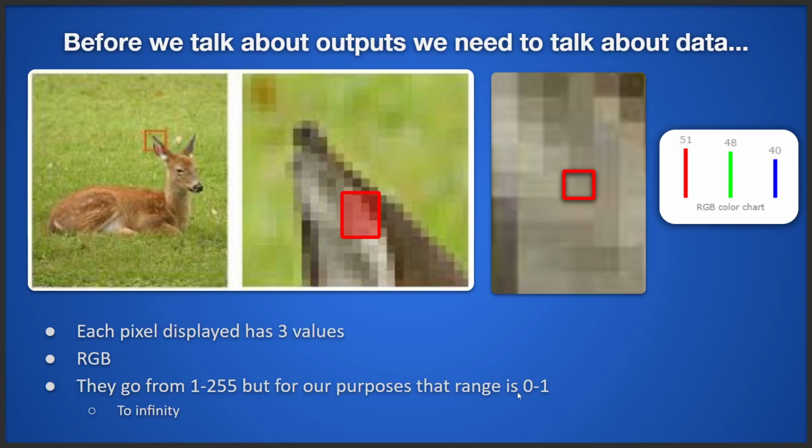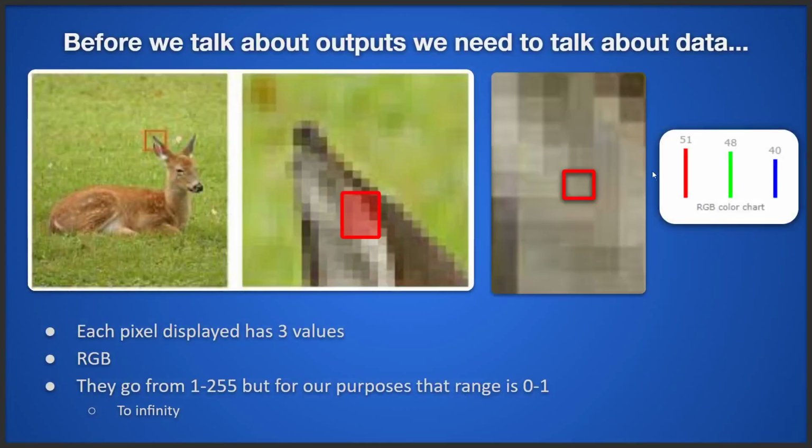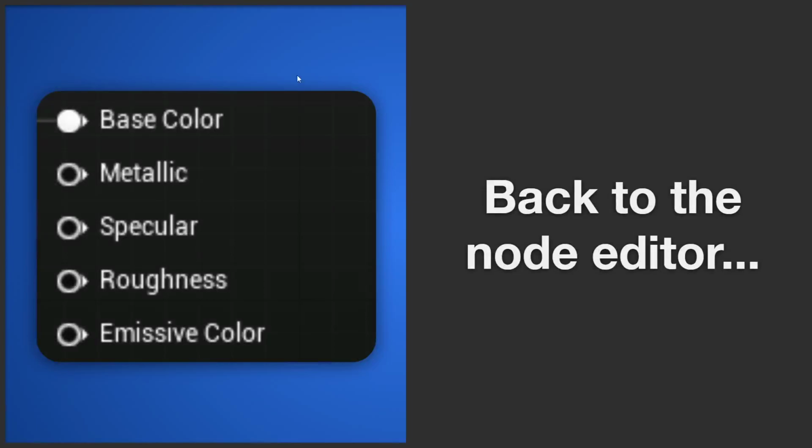For our purposes, the range is 0 to 1. So instead of 51 on red here, it would be like 51 255ths. Whatever that is, like 0.2 or something. Actually, that's exactly 0.2, isn't it? It's 5 times, yeah. So this would be like 0.2 for red, and this would be like 0.19 something, and 0.18 or something, I don't know.